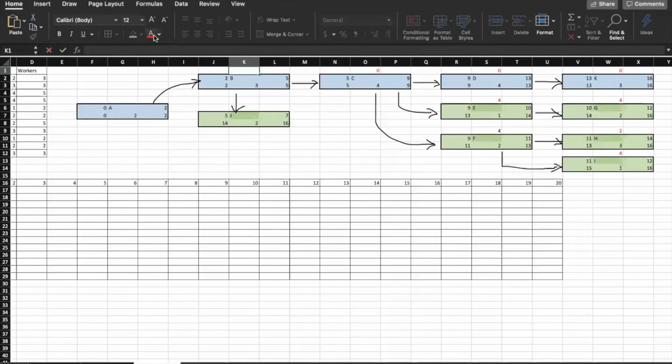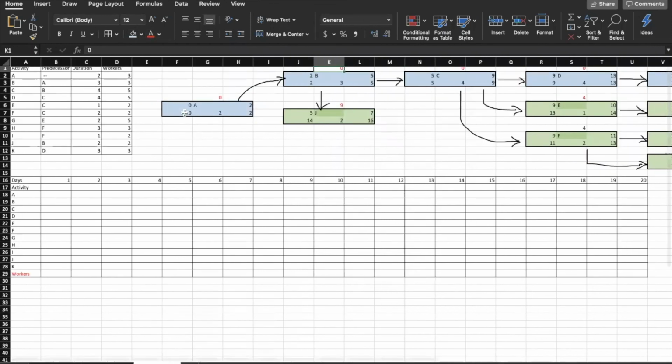0 days for C, 0 days for B, 9 days for I, and 0 days for A. So now we can complete the Gantt chart.